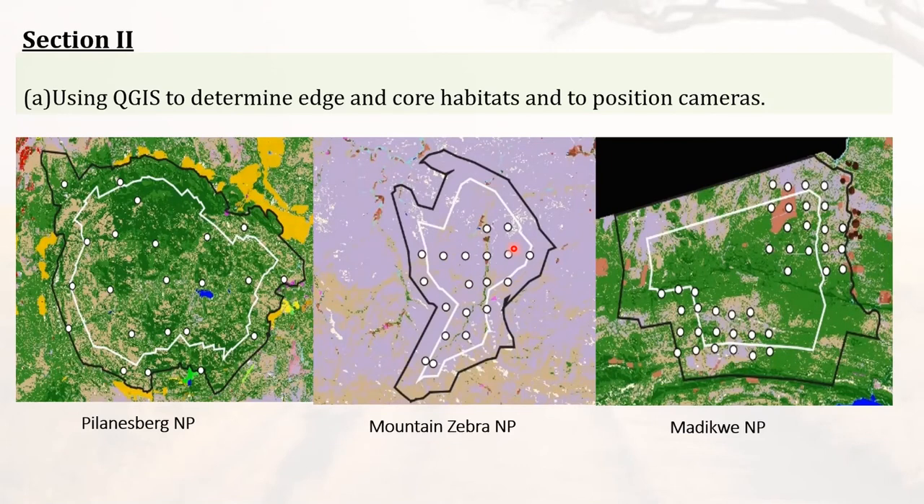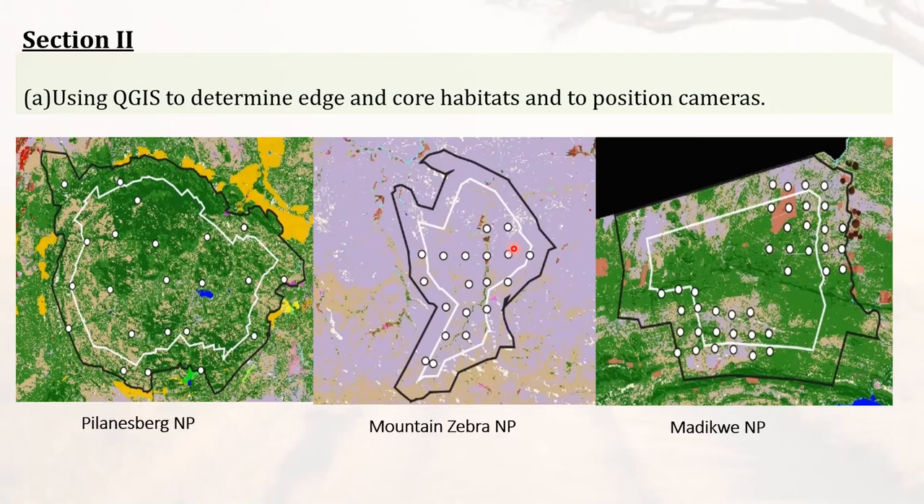and the edge habitat. And this involved the use of data from a South African land cover. And as we can see, Plains Camp from the left, then Mountain Zebra and Madikwe. So, as I mentioned earlier, the area in the white is the core of the park. And the area between the white mark and the black mark is what we call the edge area. And it's the one which is most prone to edge effect. And this one changes according to the size of the park.